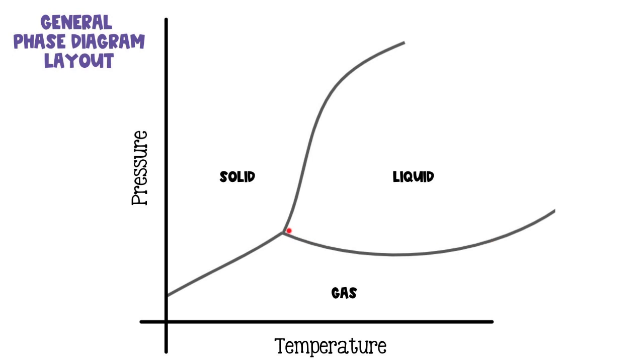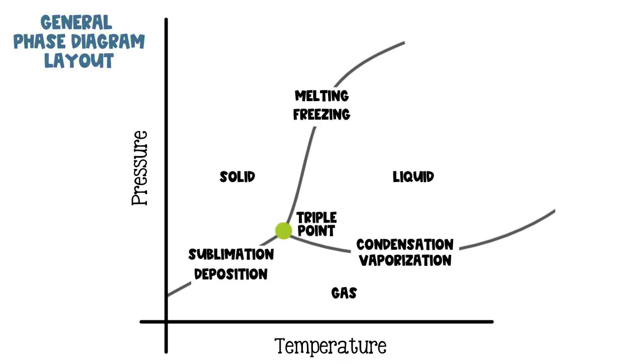Now, there is this one spot here in the middle called the triple point, like we said. This is the point where all three phases exist at the same time. So from here, you can lower the pressure to get gas. You could lower the temperature to get solid. You could raise the temperature to get liquid, or you could raise the pressure to get solid. This is a summary of all the phase changes that can occur.